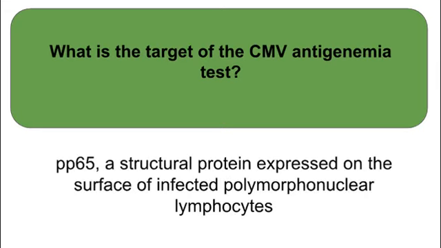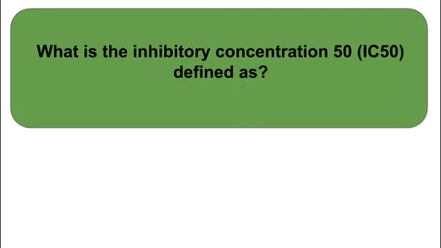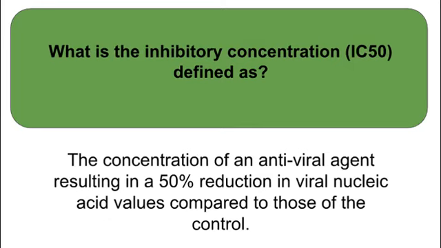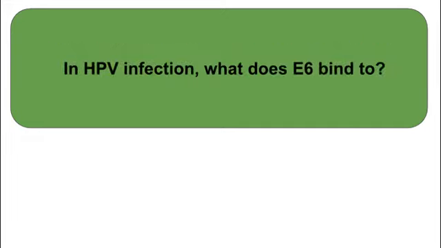PP65, which is a structural protein that is expressed on the surface of infected polymorphonuclear lymphocytes. What is the inhibitory concentration 50 defined as? The concentration of an antiviral agent resulting in a 50% reduction in viral nucleic acid values compared to those of the control. In HPV infection, what does E6 bind to?